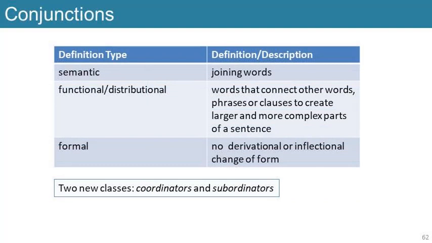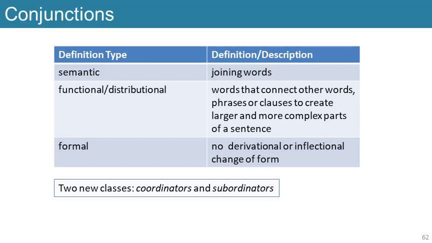A simplistic semantic definition of conjunctions is that they are joining words. Defined functionally, distributionally, they are words that connect other words, phrases or clauses to create larger and more complex phrases or sentences. Conjunctions never change their form. They are a disputed part of speech.